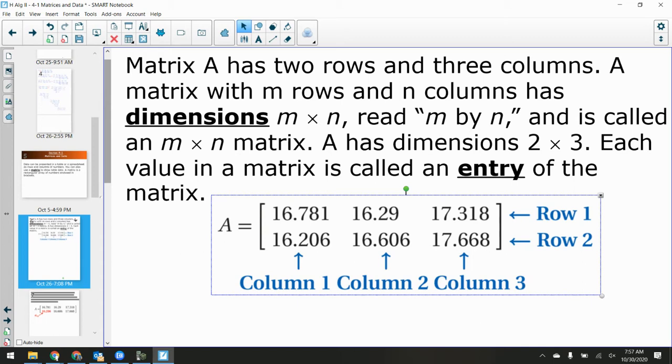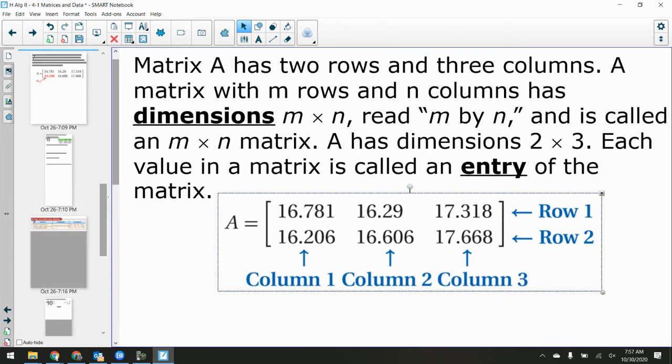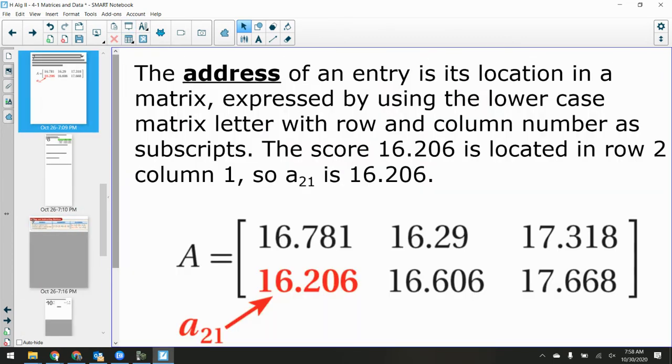We would call this row 1. We would call this row 2. We would call this column 1, column 2, column 3. So yeah, A has dimensions 2 by 3. Each value in the matrix is called an entry within the matrix. Okay, each value, each piece of data in there is called an entry within the matrix. And each entry has its own address.